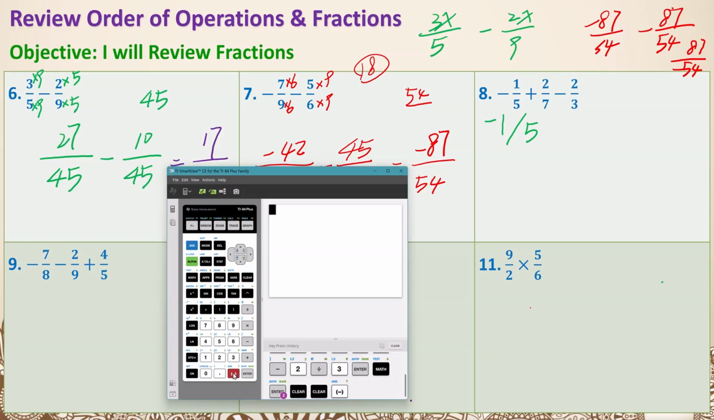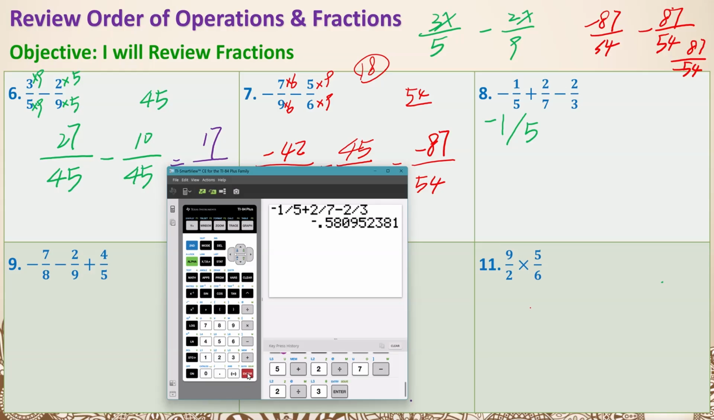So let's have a look. Negative sign is right there, next to the dot. So you got to be careful. That negative sign on the calculator is different than subtraction, even though when we're actually dealing with questions, they're kind of the same. So -1 divided by 5. That's how we type in -1 divided by 5. Then plus 2 divided by 7. Then minus 2 divided by 3.